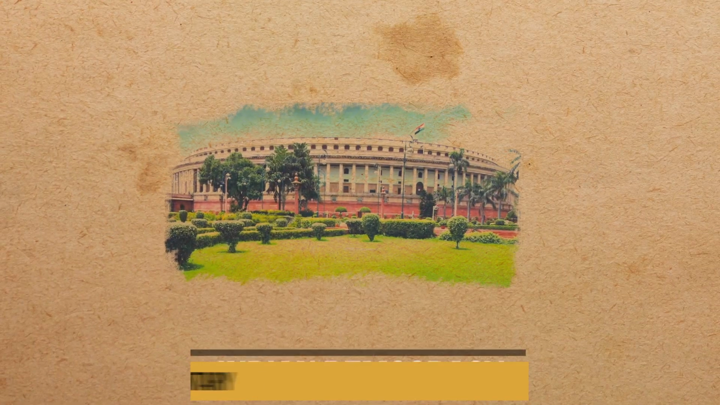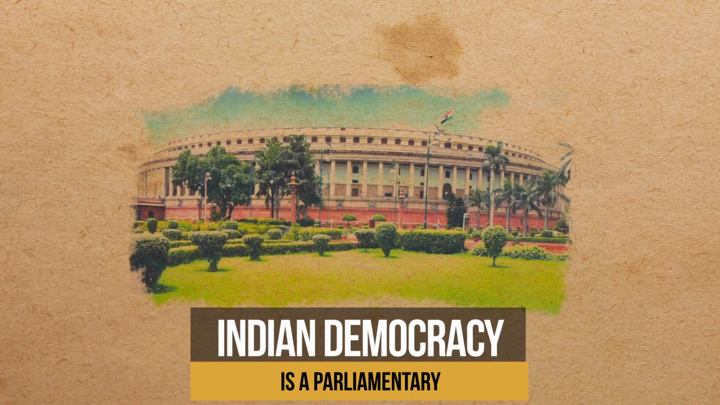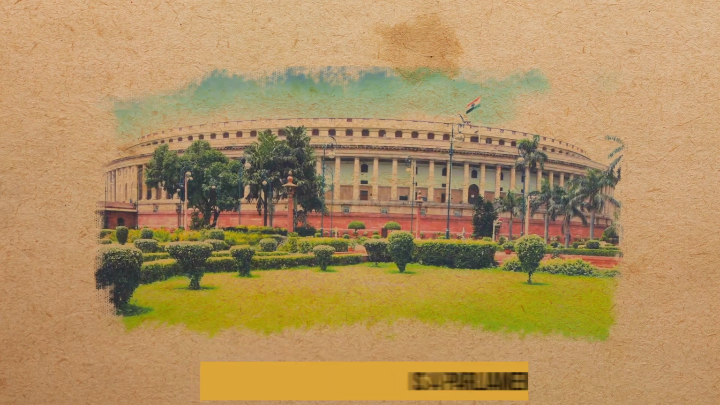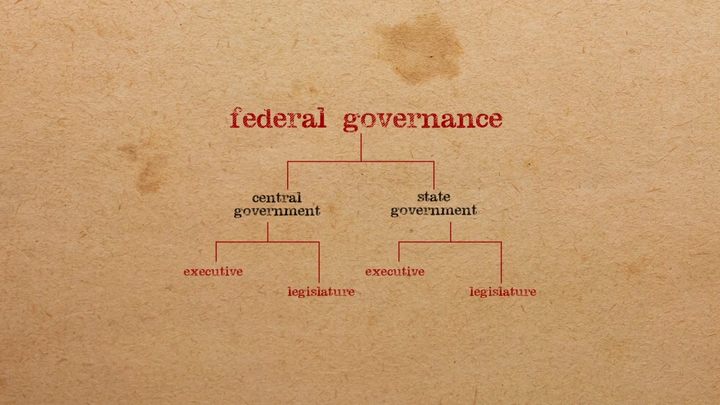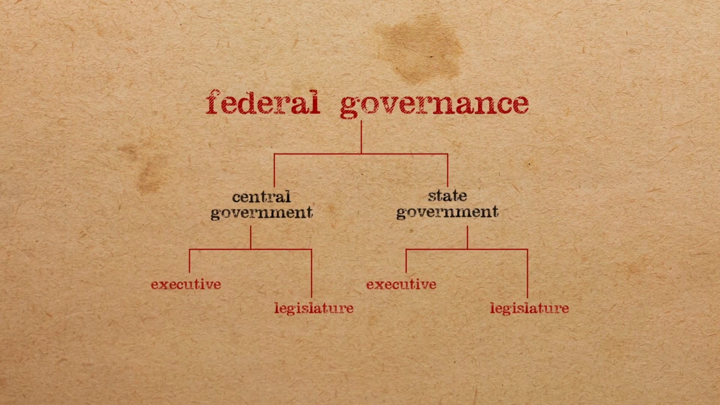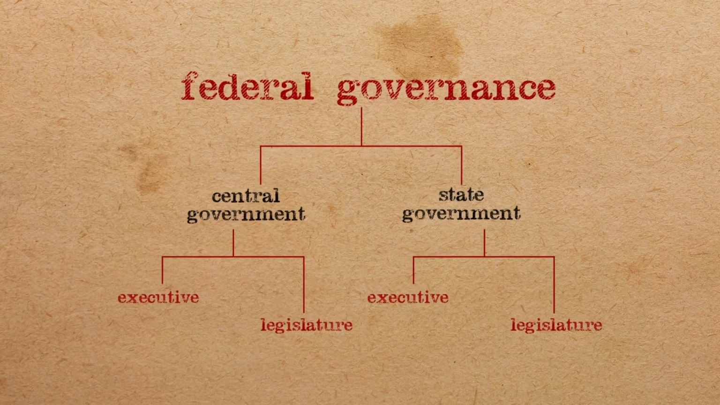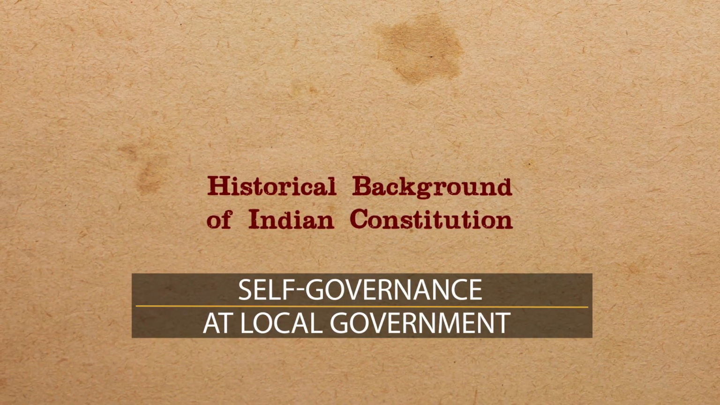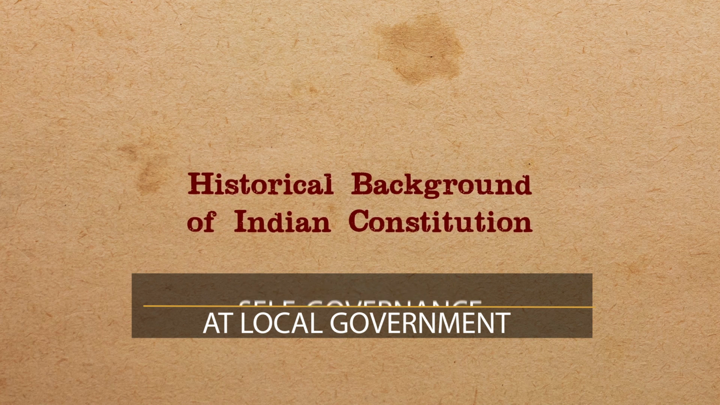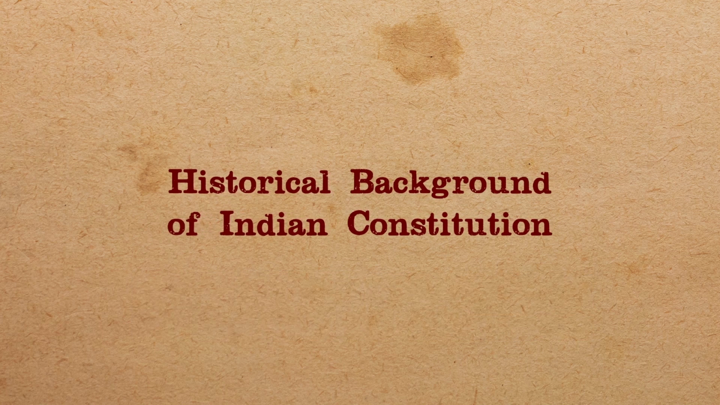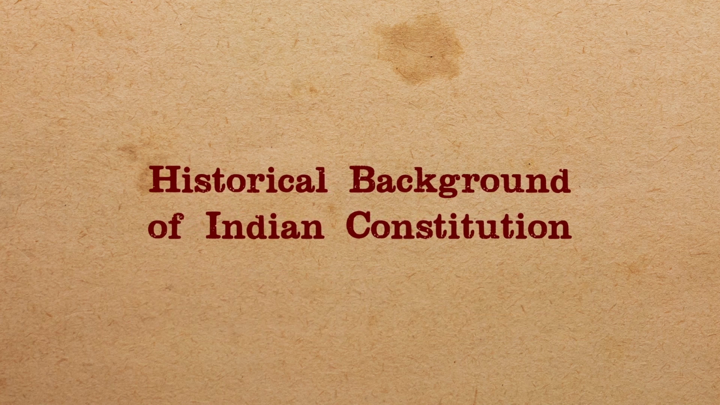Indian democracy is a parliamentary form of democracy where the executive is responsible to the parliament. The parliament has two houses, Lok Sabha and Rajya Sabha. Also, the type of governance is federal, that is, there is a separate executive and legislature at the center and states. We also have self-governance at local government levels. All these systems owe their legacy to the British administration.